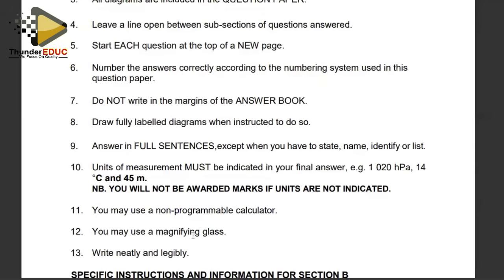You must note that you are supposed to give your answers with units of measurement if it is a question that requires you to identify something in relation to units of measurement. Right, and also number 9 is very important. Answer in full sentences, except when you have to state, name, identify, or list. If the question is saying describe, you cannot describe in 2 words, or in 1 word. If it says explain, you cannot explain in 2 words. You must give a full statement, which gives details to the question.